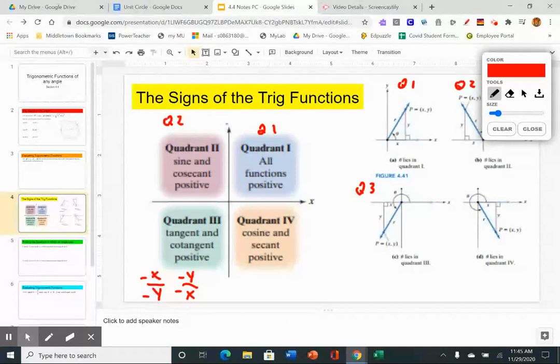In quadrant 4, so there's this last one. In quadrant 4, cosine and secant are positive, right? Because secant is the inverse of cosine. And in quadrant 4, the x values are positive and the y's are negative. So that is your Q4. So if you're having trouble, just pick any point, right? If you picked a point in quadrant 4, let's say right here, this would be at 4, -6. I'm just making these numbers up. You can see that the x is positive, the y is negative. So that's why cosine and secant are positive.